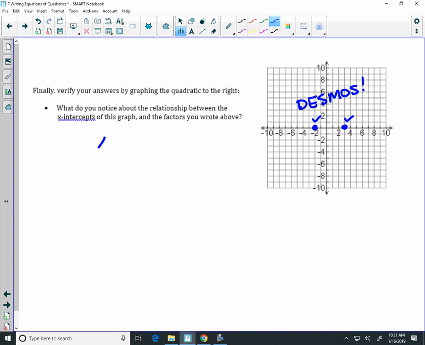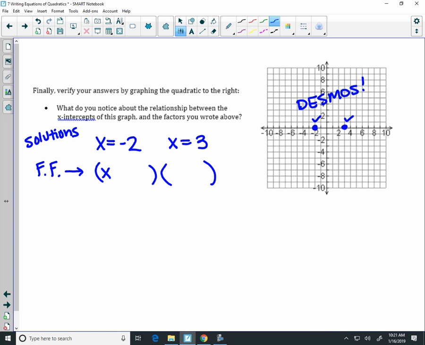So here's what we had. We started with x equals negative 2 and x equals 3. And to make our factored form from solutions, we put our x's in our parentheses, and then we switched the signs. So we started with a negative 2, it became a positive 2. We started with a positive 3, it became a negative 3 in our factored form.